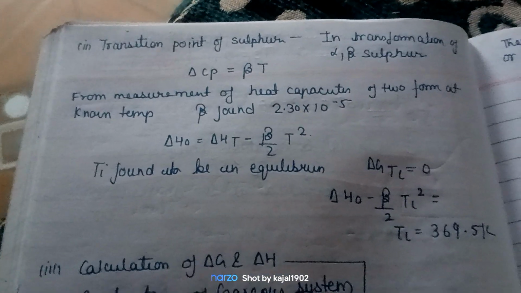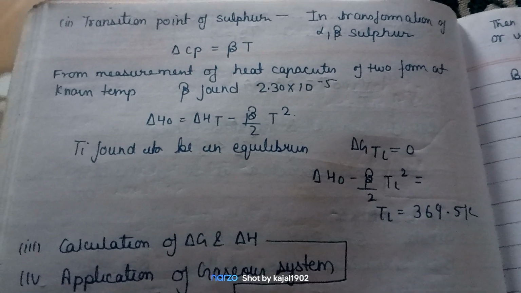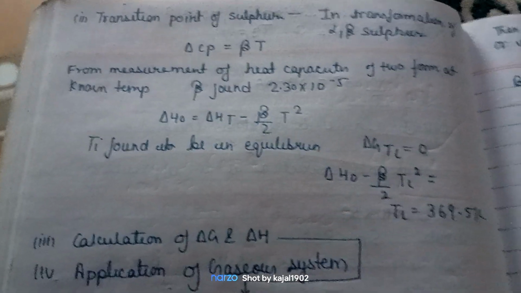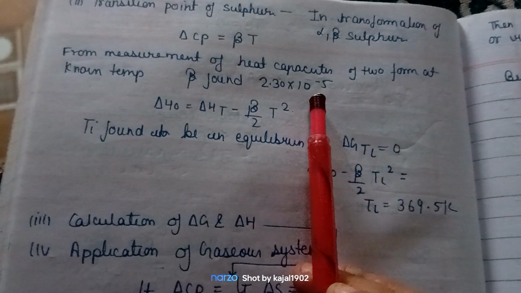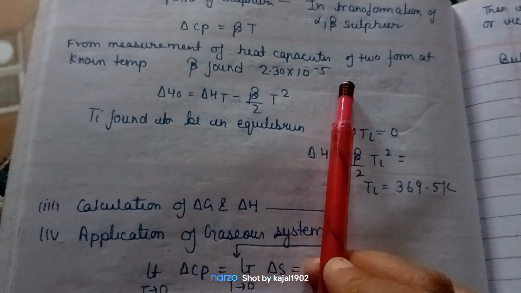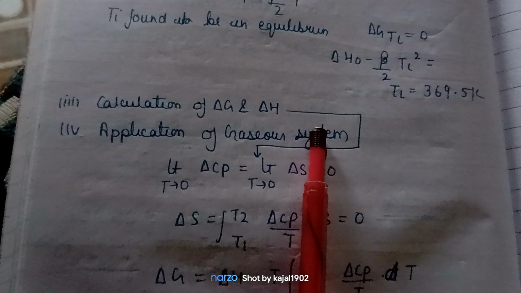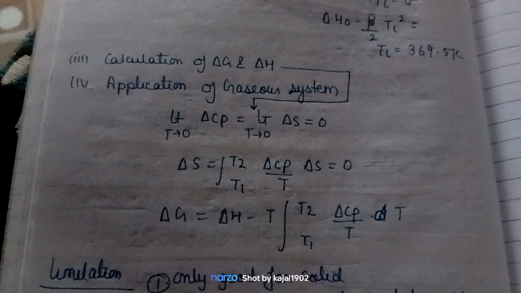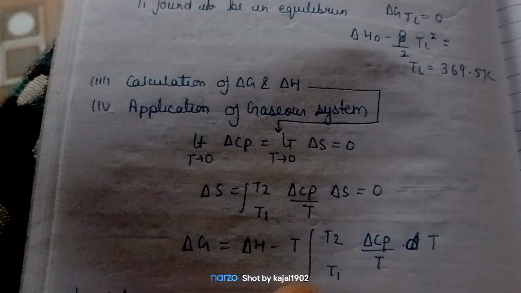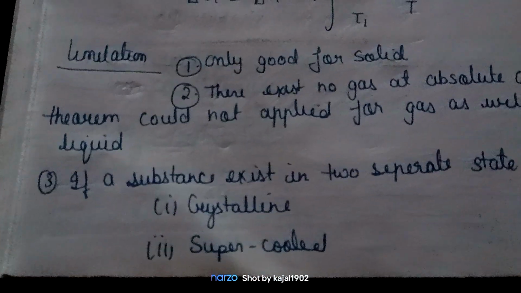So the second application is the transition point for sulfur. The transformation of alpha to beta sulfur. So this is from the measurement of heat capacities, beta found 2.30 × 10^-15. So here you can easily see. The third one is calculation of ΔG and ΔH, as I have earlier proved, and application to gaseous systems. So what are the limitations?